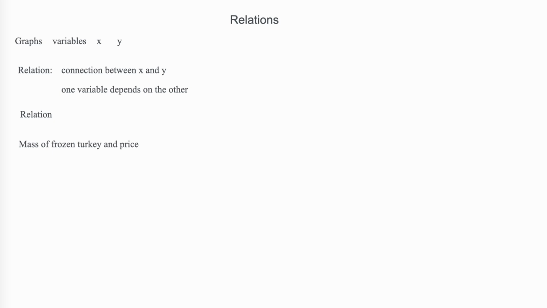The mass of a frozen turkey and its price. Which is independent, which is dependent? The price depends on the mass of the turkey. Mass doesn't depend on the price. Like if you haggle to a lower price, the mass of the turkey doesn't change. The independent variable is the mass, and the dependent variable is the price. You start with the mass first, you get the price after. Price depends on the mass.